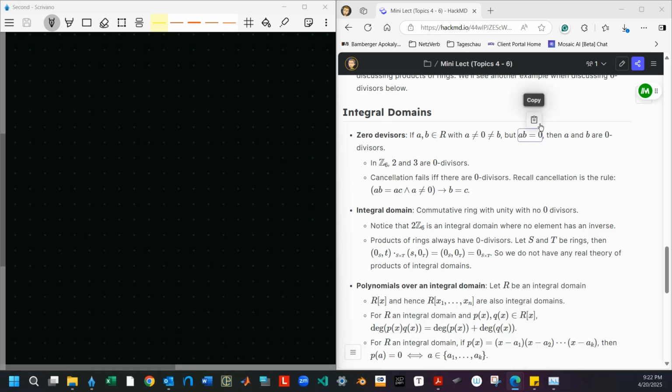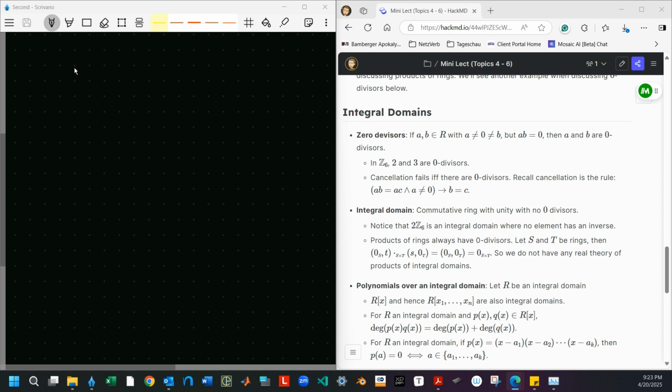Okay, so our next video is going to be about integral domains. So what makes an integral domain different from a ring in general? One thing is that it has to be commutative and with unity. So that's going to be common for most of the rings we deal with. The main thing is it doesn't have things called zero divisors.